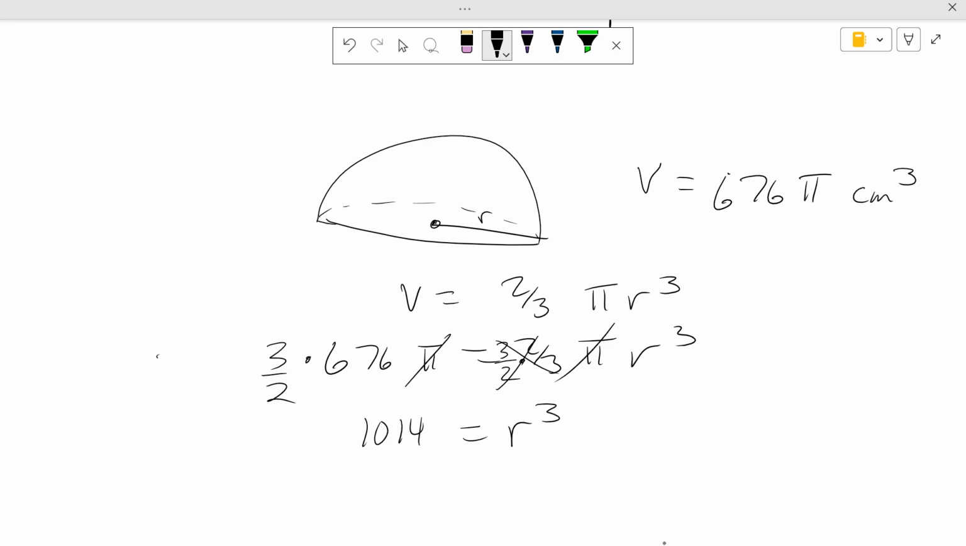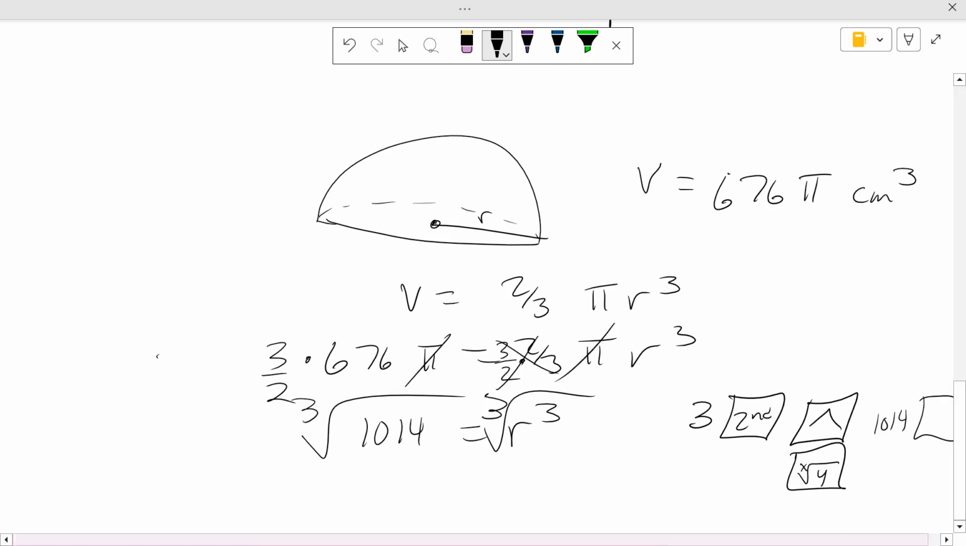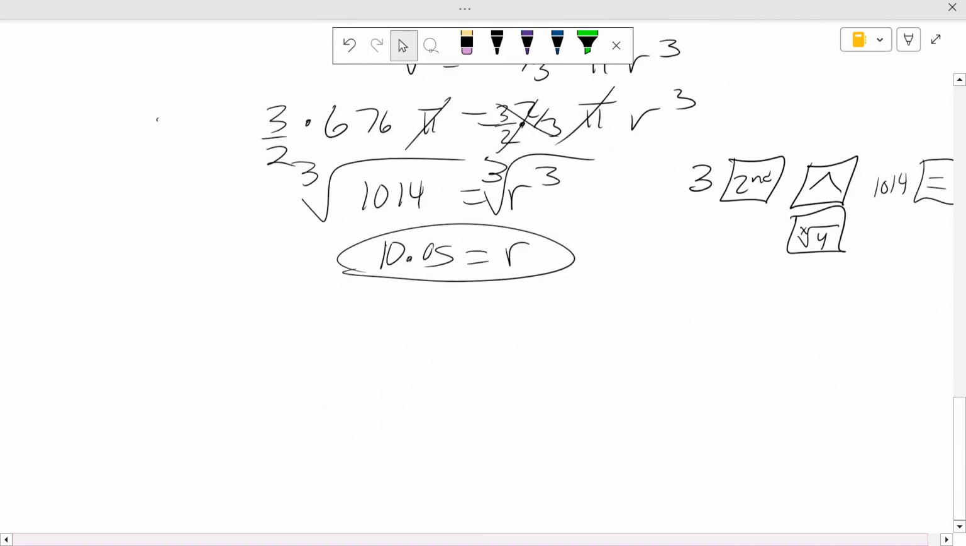1014 equals r cubed. Now, you got to know how to run your calculator. We're going to take the cube root of both sides. So on most of your calculators, it's going to be 3, then second, and then hit this key, which is the x square root of y key, and then 1014, and then the equals key. What do we get for our radius? 10.05, or yeah, 10.05, 10.1, whatever. Okay? So we should be able to do that.